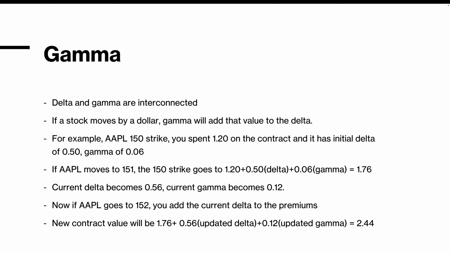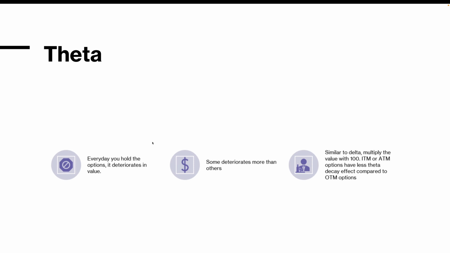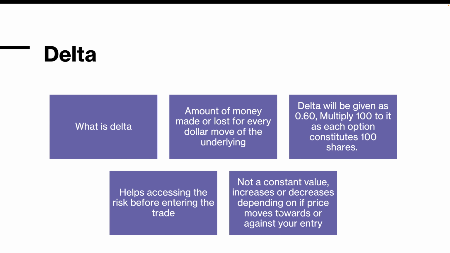Alright, so we have another question. But delta can vary based on how far it goes up. Correct. That's where you've got to keep gamma in mind as well. When I said in the previous slide, it's not a constant value. It increases or decreases depending on the price, whether it moves towards or against your entry. So if you get a call option and the stock price goes up after your entry, your delta is going to go up alongside it.